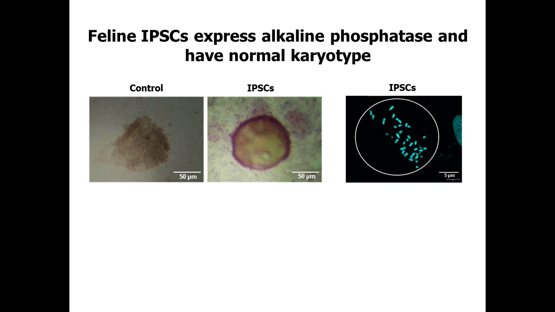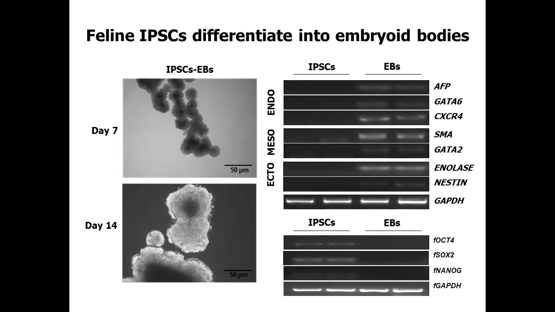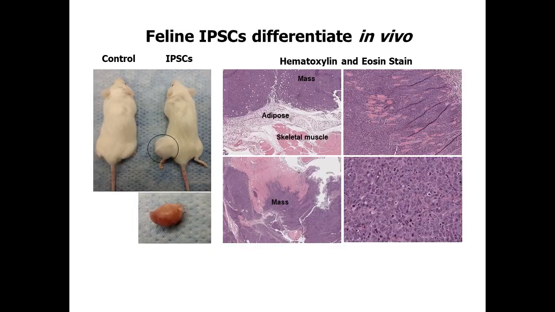And further on characterization, they were positive for alkaline phosphatase, and we did the karyotype analysis, and we could see normal haploid chromosome number, and they differentiated into embryonic bodies in vitro, which contain markers for endoderm, mesoderm, and ectoderm. And upon differentiating into embryonic bodies, the embryonic bodies lost the expression of endogenous pluripotent genes compared to their parental iPSC lines. And importantly, we tried to generate in vivo teratomas using these iPSCs. We injected these iPSCs into the hind leg of these immunodeficient mice.